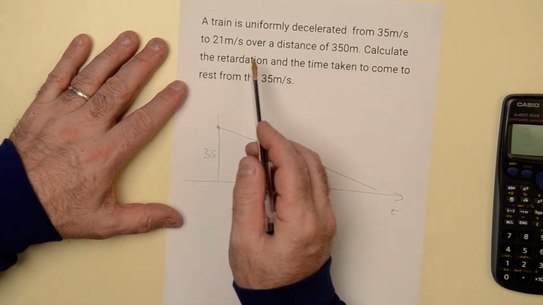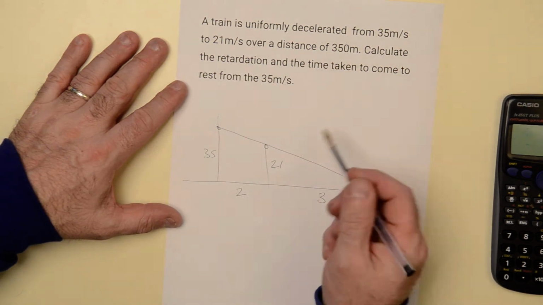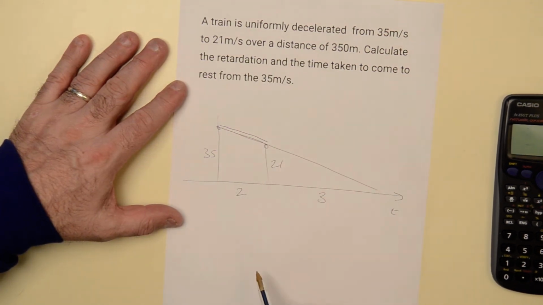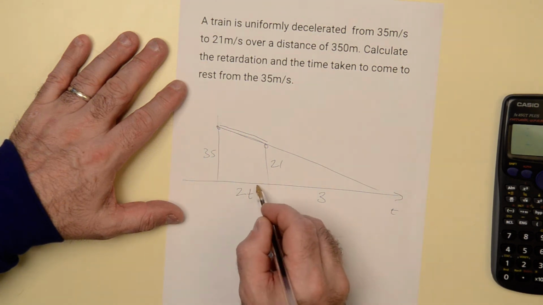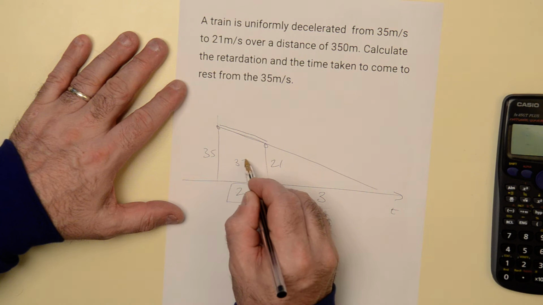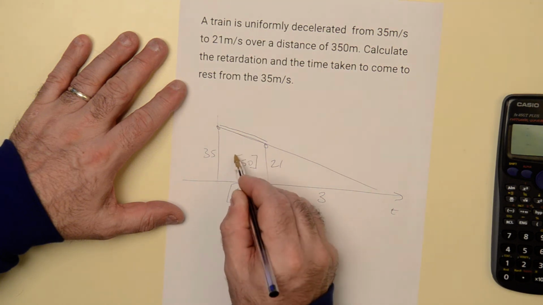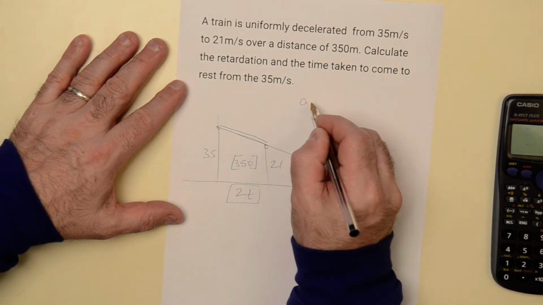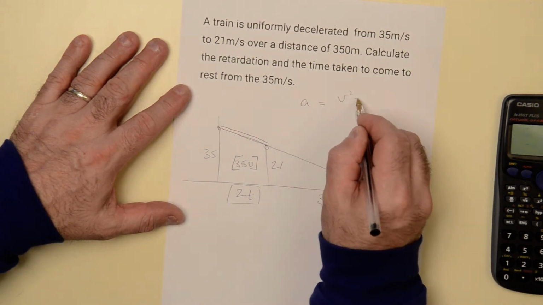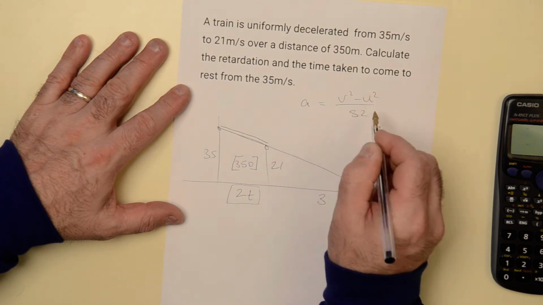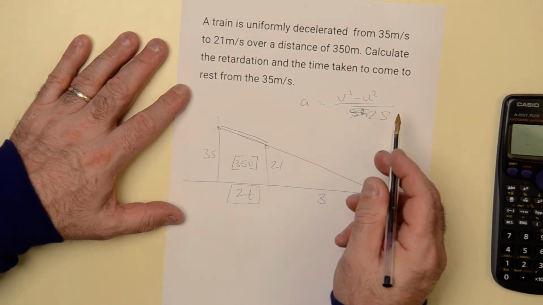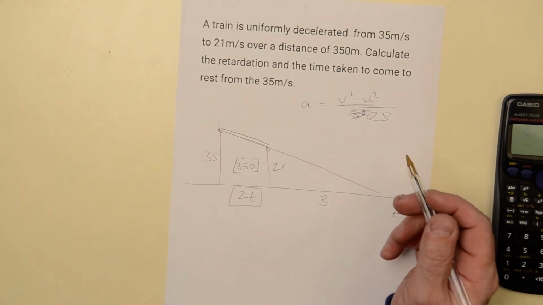Okay, let's get the first part of the question out of the way. The question is the deceleration. Calculate the deceleration. Well, now this is 2t and this will be unknown, so it's no good to us. What we do know is 350 meters is travelled during this deceleration period. So the acceleration equals v squared minus u squared over 2s. That's a rearrangement of the third equation from the log tables.